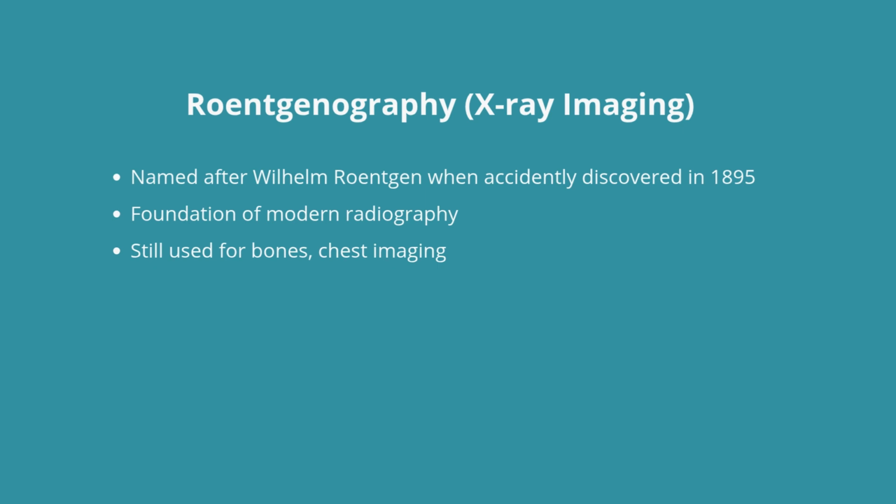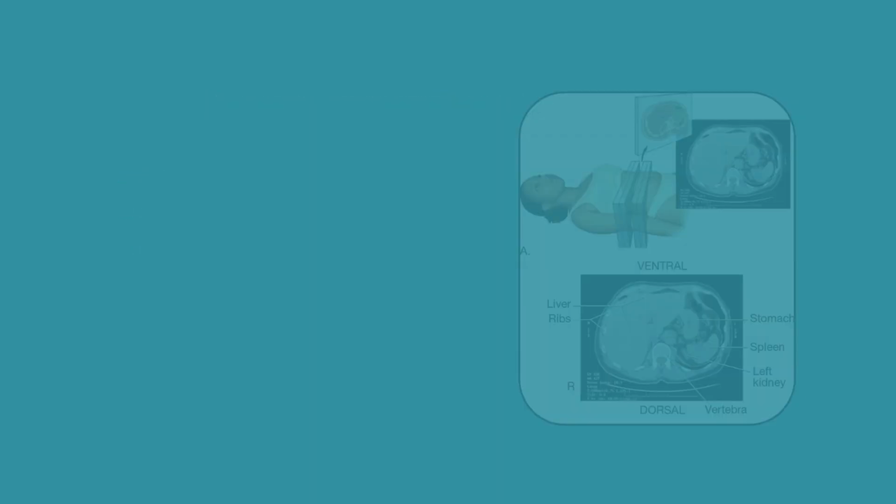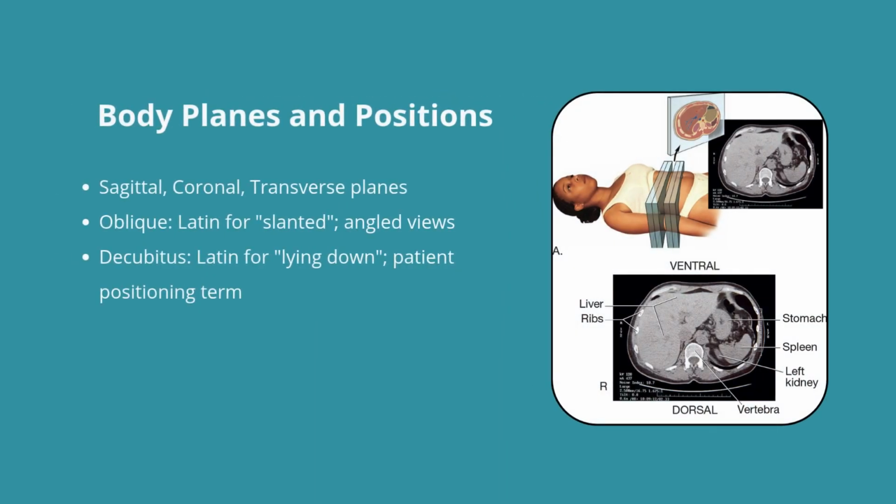For example, röntgenography is an older term for X-ray imaging, named after William Röntgen, the German physicist who discovered X-rays. Though we simply say X-ray, this reminds us how foundational his work was. To interpret images, we also need to recall body planes such as sagittal, coronal, and transverse. It's important for understanding how a body was sliced or positioned in a scan.